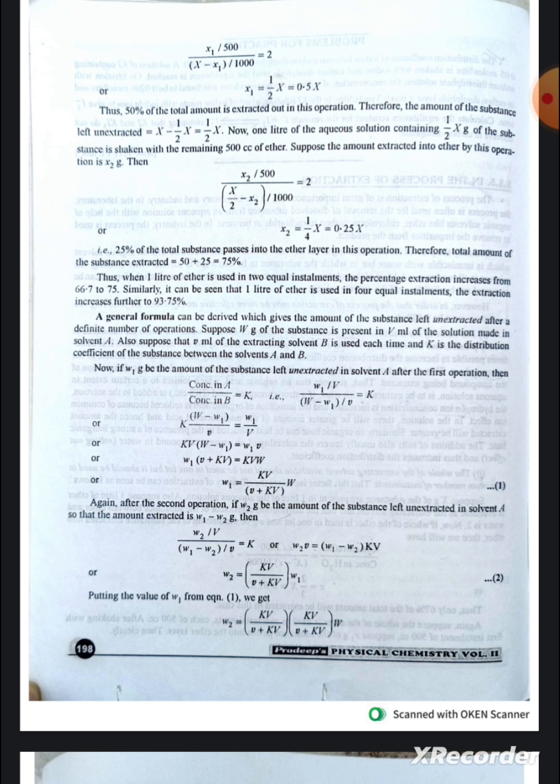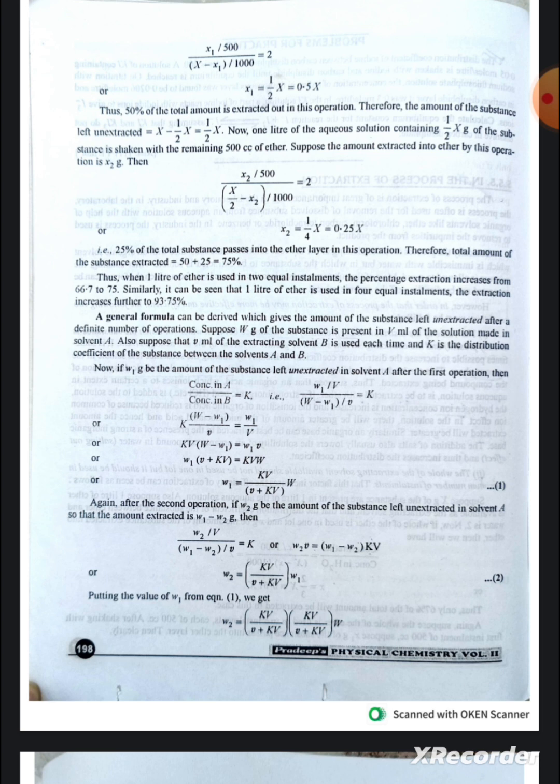Again, after the second operation, if W2 is the amount of the substance left unextracted in solvent A, so that the amount extracted is W1 minus W2 gram, then (W2/V) by ((W1 minus W2)/v) is equal to K. On solving the equation, we get W2 is equal to Kv by (V plus Kv) into W1.